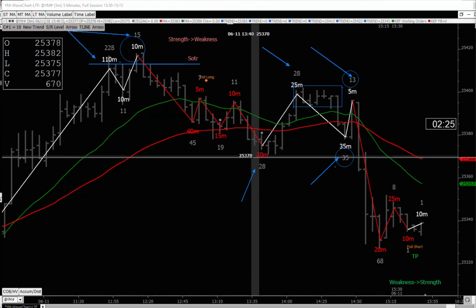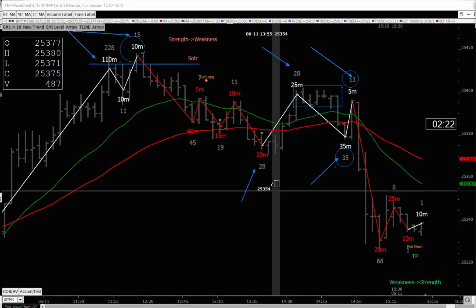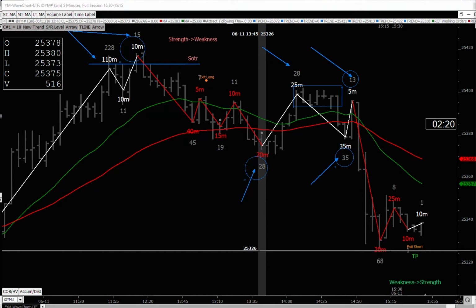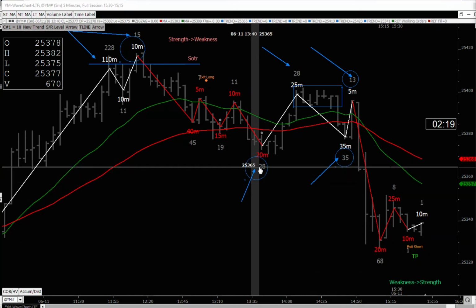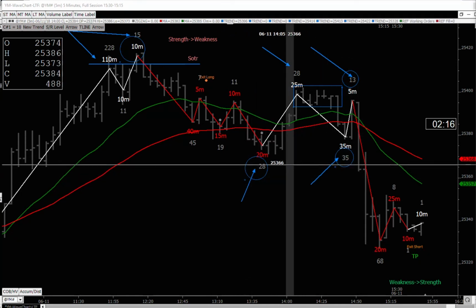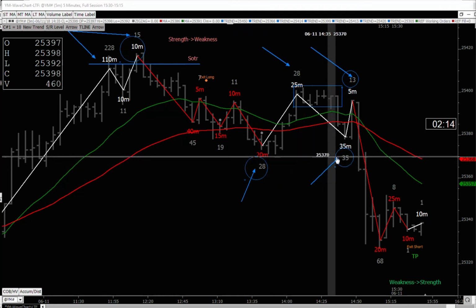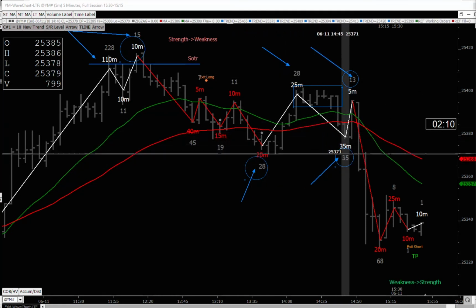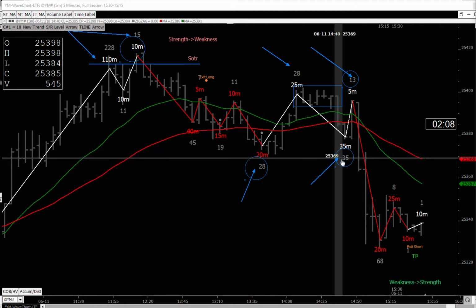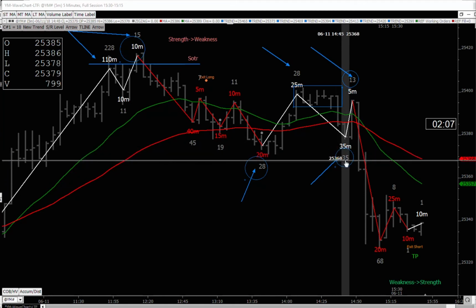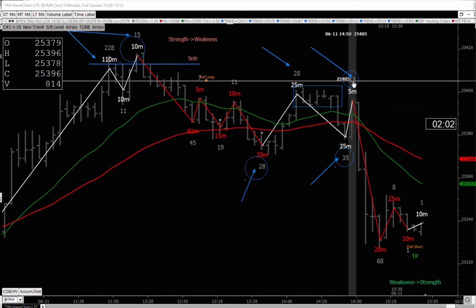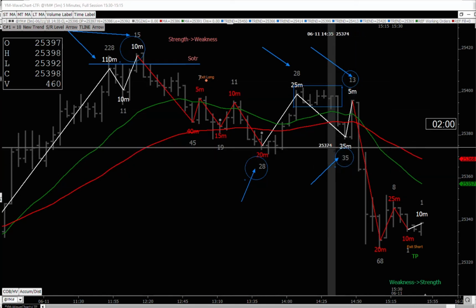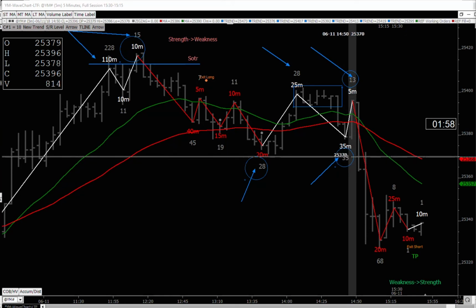You go from 28 to 35. Down volume has increased. You go from 28 to 35. The down volume is bigger. You go from 35 to 13. The down volume is almost 3 times greater.